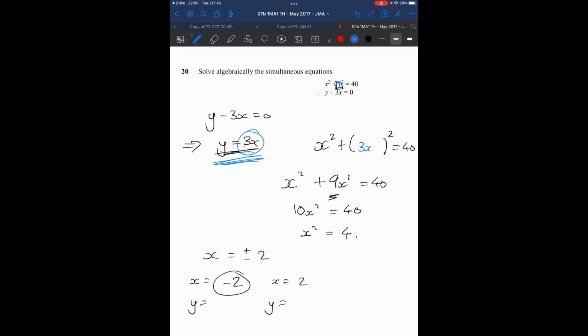You do 3 times your x value. So 3 times minus 2 is minus 6. And same over here, you do 3 times your x value. 3 times 2 is 6. Okay, so that's what we're looking for. So minus 2, minus 6, or 2, 6. And make it obvious that these go together and these go together.